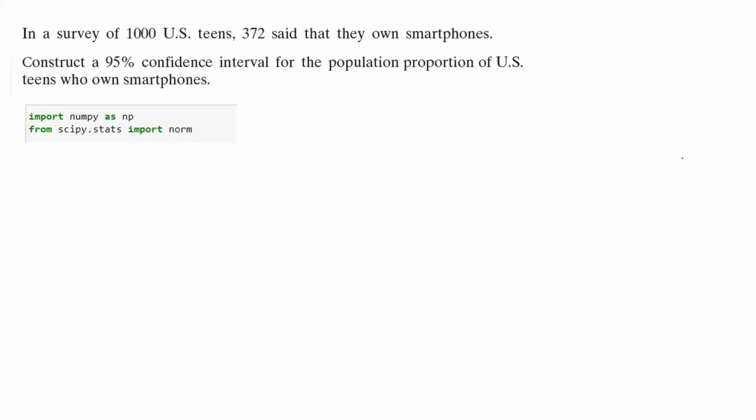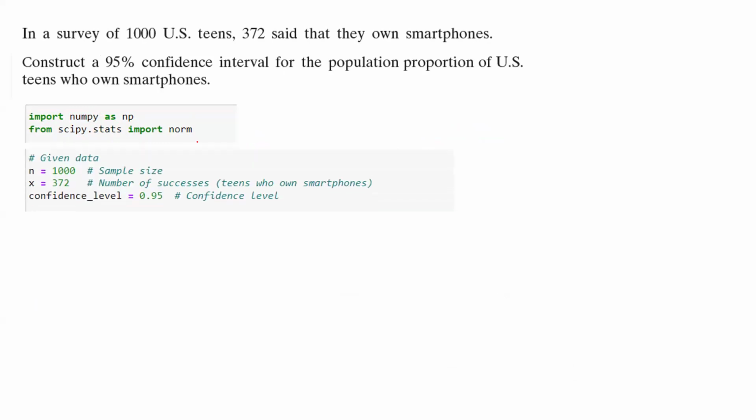So let's jump into Jupyter Notebook and run the code. First of all, import NumPy as np. From scipy.stats, import norm, everybody. Set n to be 1,000 and x to be 372, with confidence level to be 95%. Guys, again, these variables are not fixed. You can rename them as well.